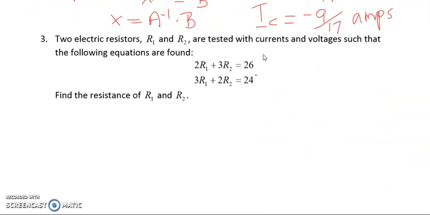Here, if you look at question number 3, let me see. Two electrical resistors, R1 and R2, are tested with currents and voltages such that the following equations are found. That could have been Latin, and I wouldn't know the difference. 2R1 plus 3R2 equals 26. 3R1 plus 2R2 equals 24. Look at that. They're set up for you beautifully already. Nothing to change. Just type those into your calculator.